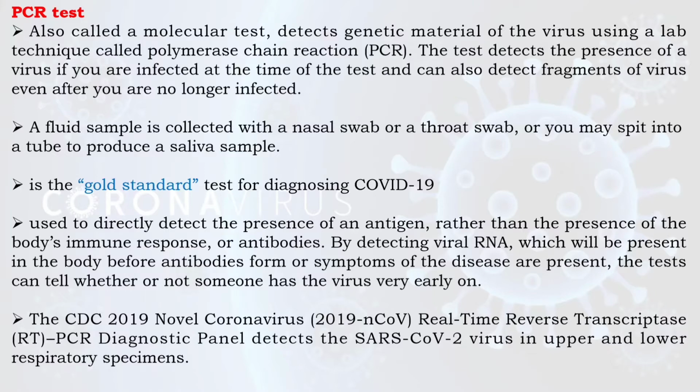Used to directly detect the presence of an antigen rather than the presence of the body's immune response or antibodies. By detecting viral RNA, which will be present in the body before antibodies form or symptoms of the disease are present, the tests can tell whether or not someone has the virus very early on.